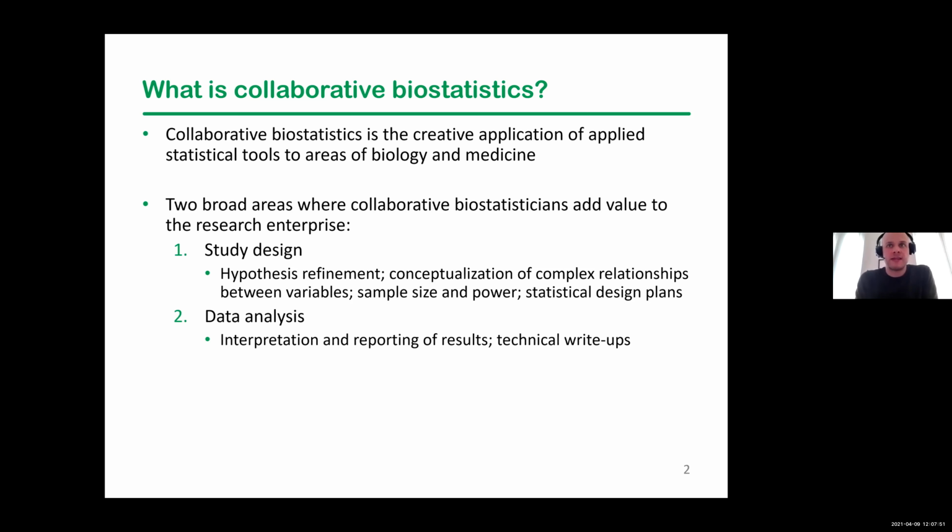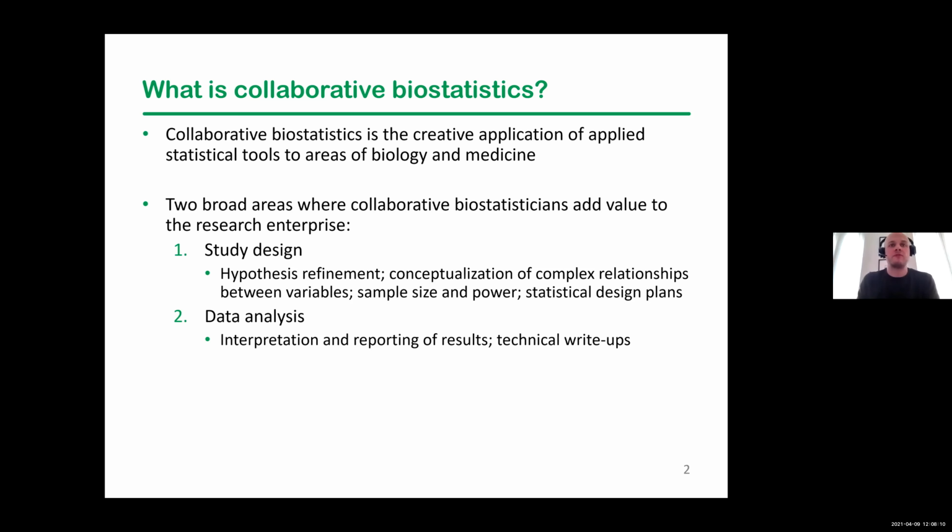The second thing that biostatisticians do to add value to your research is in data analysis. And this is what people typically think of when they think of a biostatistician, right? You've got your data, you hand it over to us, and then we work up the results. We then hand it back to you. We interpret those results with you, and then we write them up. And that's a very critical part, and it's a very important part.